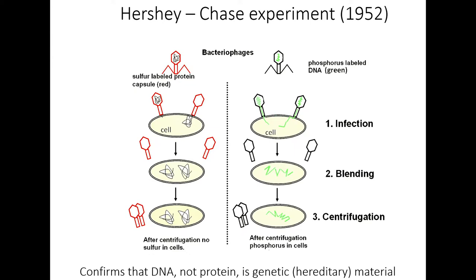But this is typically a very nice and elegant proof. So they radioactively labeled the sulfur groups in the proteins of these phages, and they also radioactively labeled the phosphate bits in the DNA. Then they could show that the DNA is, in fact, in the bacterium, and the protein is outside the bacterium. So that was an additional confirmation that DNA is really the hereditary material and not protein, right? I'll get back to the Hershey-Chase experiment in a minute.